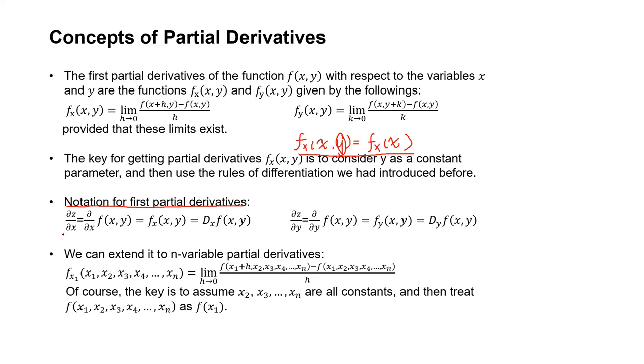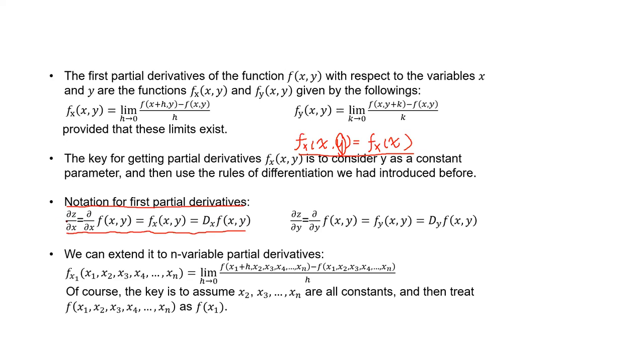There are four usually used notations for this partial derivative. The first is partial z partial x, and the second is, because z equals f(x, y), you can get the second notation. And the third notation we have introduced before, and the last notation is the derivative with respect to x. And this is similar for partial z with respect to y.